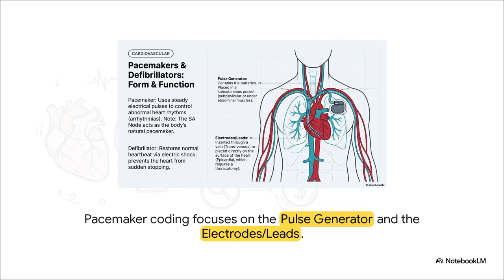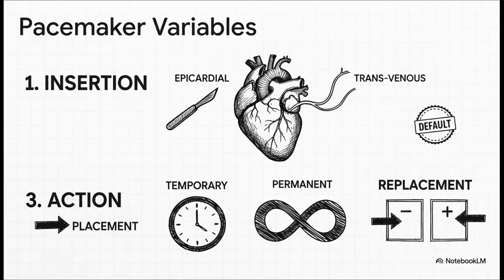This logical, step-by-step process applies everywhere, even when we move from catheters that are just for access to devices that actively manage the heart, like pacemakers. These incredible little things use electrical pulses to control an abnormal heartbeat. And for coding, all we need to know is its 2 main parts: the pulse generator, that's the battery and the brains, and the electrodes, or leads, which are the wires that deliver the pulse. Because those 2 parts are the key to the coding variables.